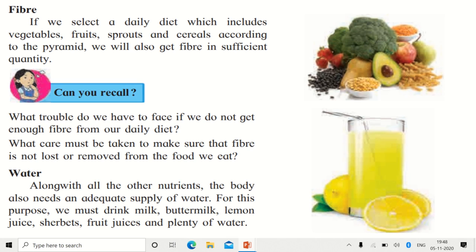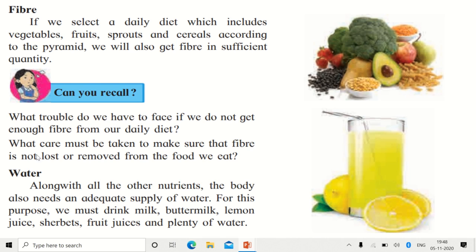So we can have two problems. The first is constipation and the other is obesity. So fibers are very important in our day-to-day meals. We should take enough quantity of fiber. That means we should have the proper amount of vegetables and fruits in our day-to-day diet.